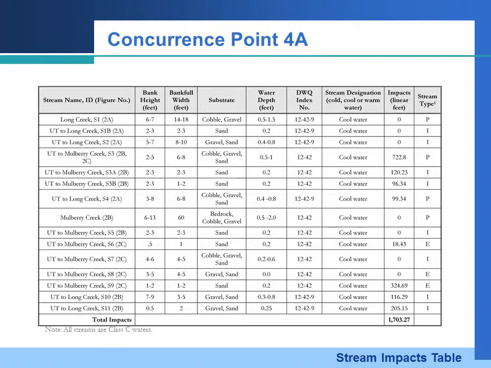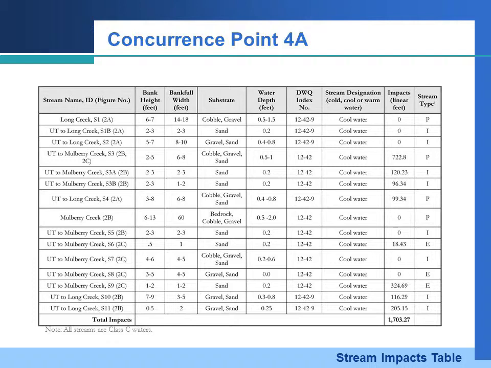This slide shows an example of a stream impacts table. The stream impacts table should include stream name and site identification number, if it is perennial or intermittent, the best usage classification, stream width and depth, impacted length, and Zone 1 and Zone 2 buffer impacts if applicable.